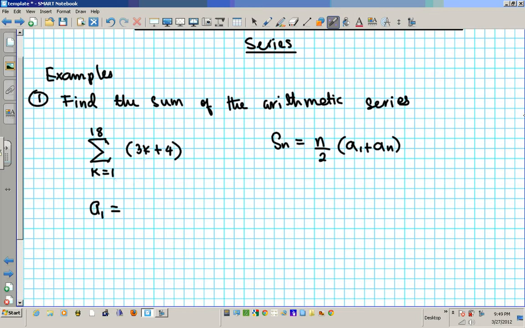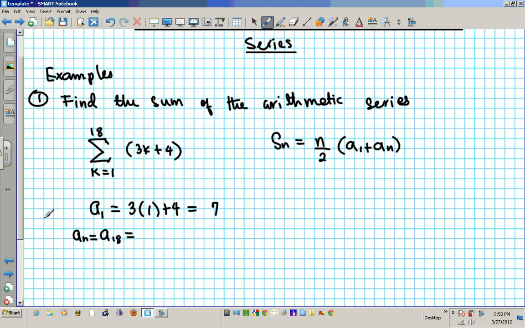So we're going to plug in the lower limit, which is k equals 1, into the expression on the right. So we're going to have 3 times 1 plus 4. That gives us a1, which is 3 plus 4, which is 7. Now to get the nth term, a sub n, in this case a sub 18, because we're going all the way to 18.